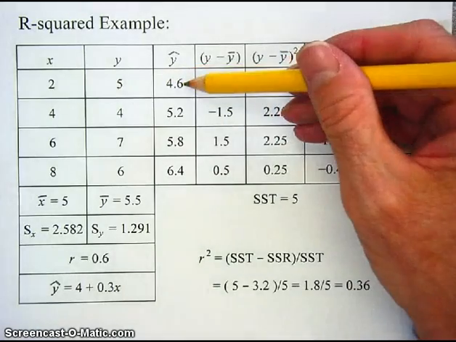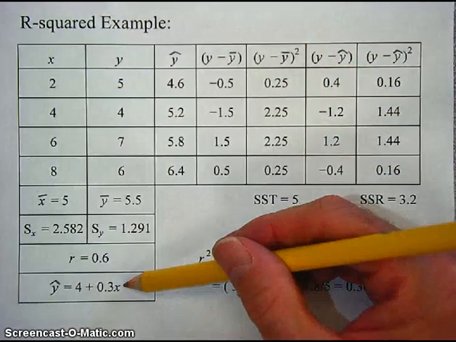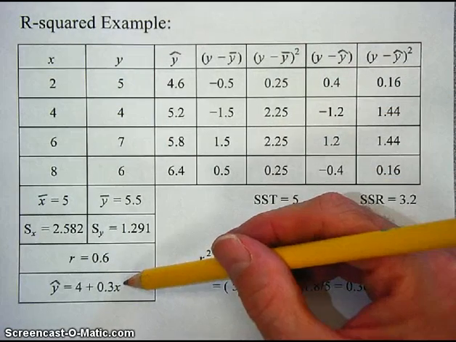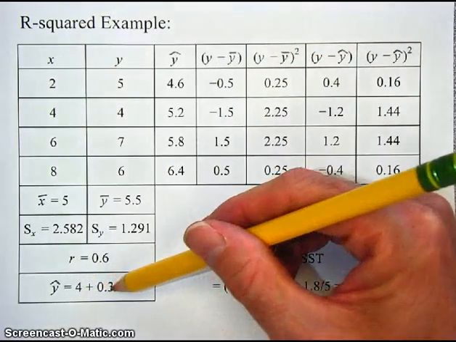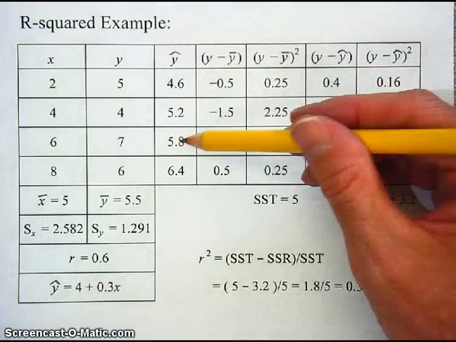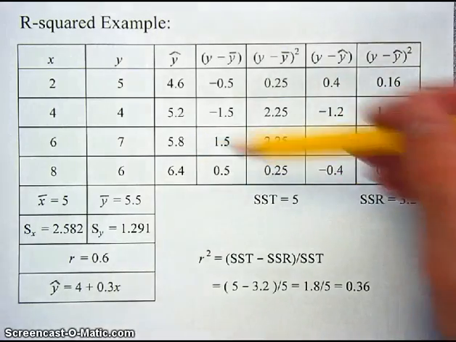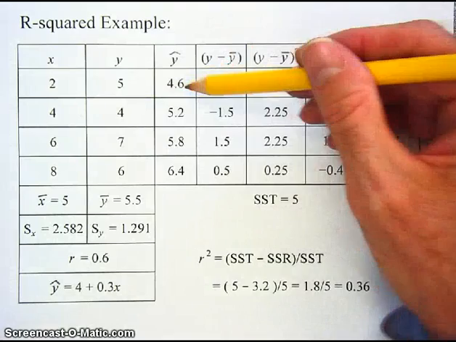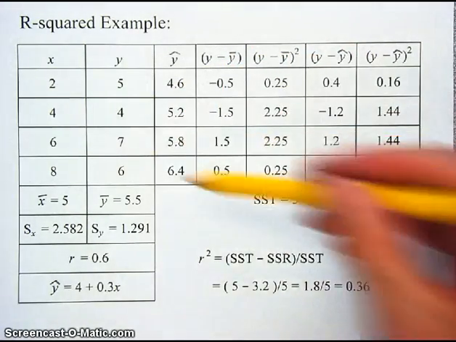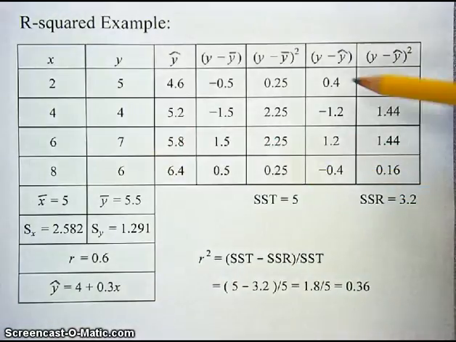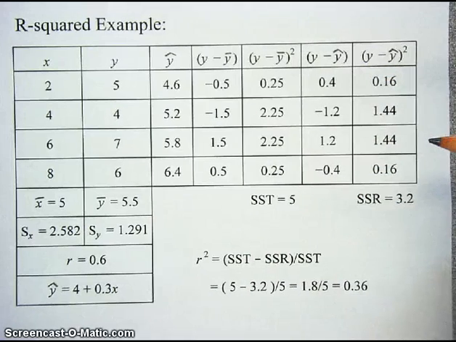and that'll give us a y hat for this point right here, 4.6. If you plug in 2 right here, you get 4 plus 0.3 times 2, which is 4.6. If you plug in a 4 here, you're going to get 4 plus 0.3 times 4, which is 5.2, etc. And the other predicted values are 5.8 and 6.4. The residual for this point right here is positive, it's 0.4. For this one, it's negative, it's 1.2. For this one, positive 1.2, and for this one, a negative 0.4. You can see if you add up the residuals, they would add up to 0. The positive ones cancel out the negative ones, and that's the way it always has to be.